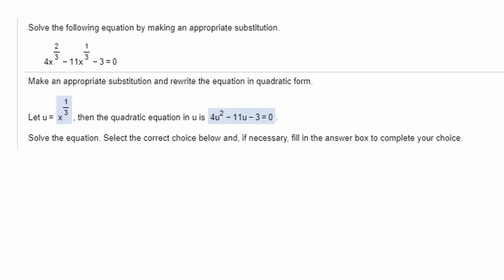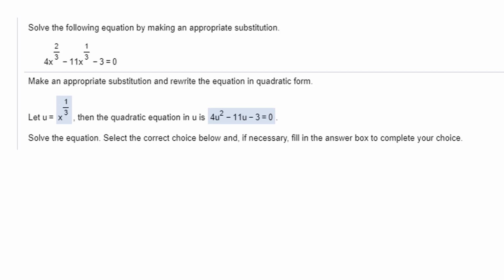We're going to solve the equation 4x to the 2/3 power minus 11x to the 1/3 power minus 3 equals 0. And we're going to do this by a method called u substitution. This problem tells you to use u equals x to the 1/3 power. Let me explain why they chose to do that.